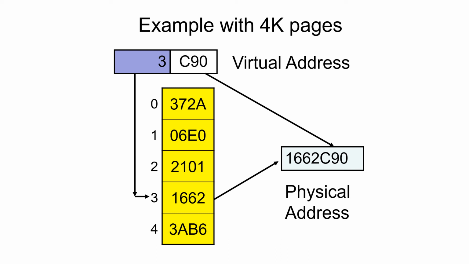The page number is the upper bits, and the offset is the lower bits. Now, if you have a 4K page, the log base 2 of 4K is 12, so there are 12 bits in the offset. So if you take an address like 3C90 in hexadecimal, the lower 12 bits, C90, are copied to the physical address, and then the 3 is used as an index in the table. The address there in the table is concatenated at the beginning of the offset, and then you have the physical address.